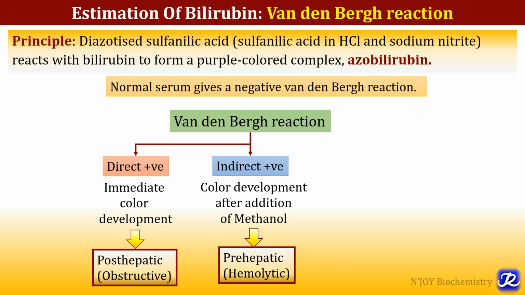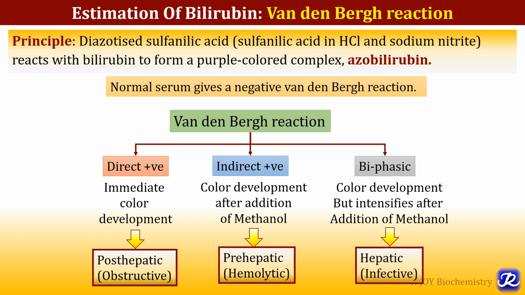So when you add methanol, only then does it become soluble, and there will be purple color development after addition of methanol. That's why it is indirect positive, and that's why unconjugated bilirubin, which is water insoluble but soluble in methanol, is called indirect bilirubin. This unconjugated bilirubin is increased in prehepatic or hemolytic jaundice, and that's why this reaction is called the indirect positive Van den Bergh reaction.